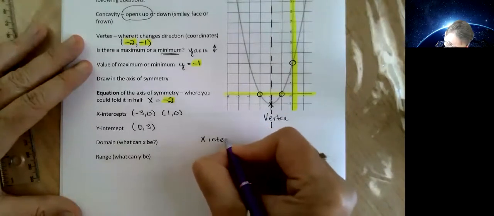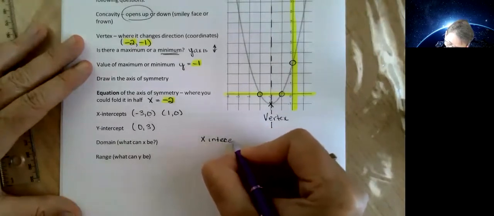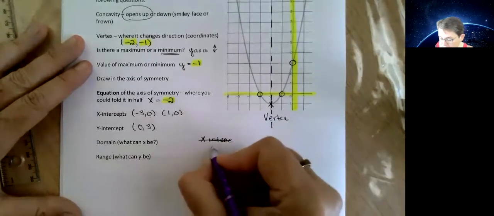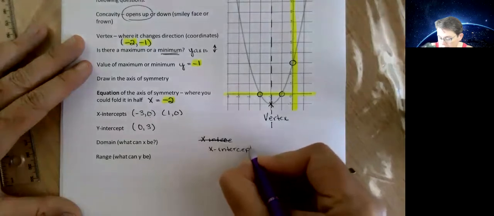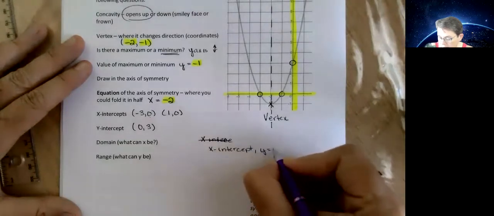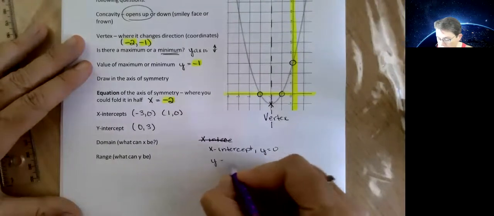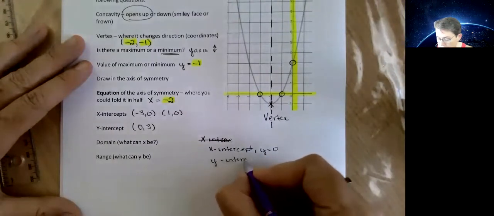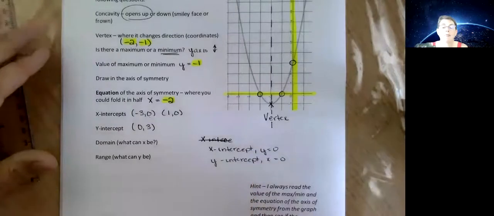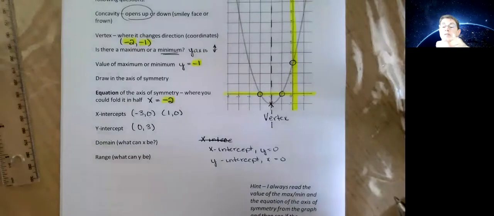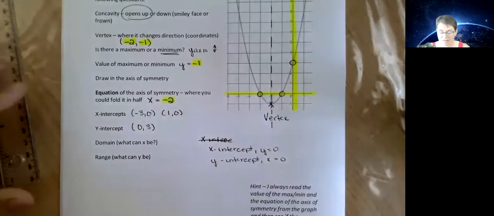X-intercept: y is equal to 0. Y-intercept: x is equal to 0. Okay, so that's what your brain should say. X-intercept, y is 0; y-intercept, x is 0. It just automatically flows all together. Sorry, got off on a little tangent there.